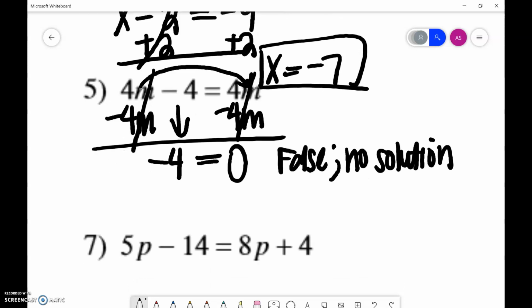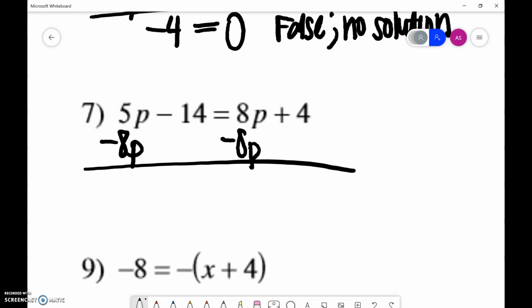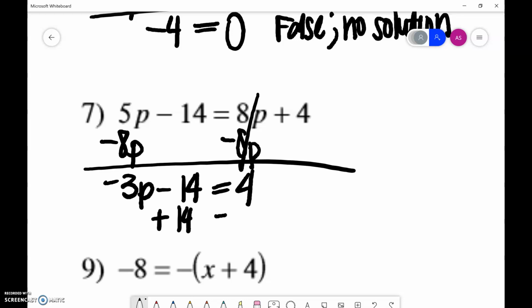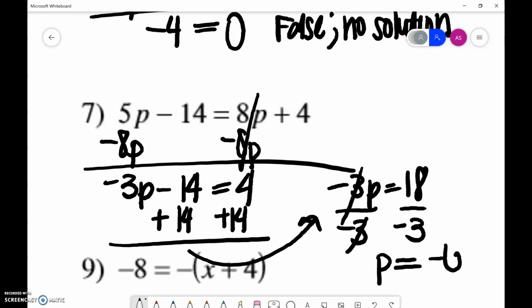All right. Number 7. Okay. So I'm going to start off by subtracting 8p. Remember, you can do something different and it should work out the same as long as you're doing inverse operations and doing the same thing to both sides, okay? So I have minus 8p. I'm going to get negative 3p minus 14 equals 4. Then I'm going to add 14 to both sides. Then I will have negative 3p equals 18. Then I'm going to divide by negative 3. And I'm going to get p equals negative 6.